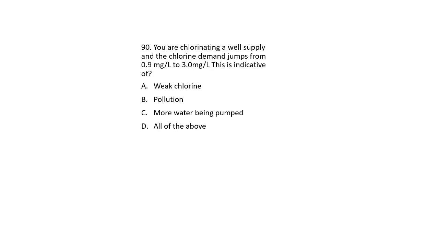You are chlorinating a well supply, and the chlorine demand jumps from 0.9 milligrams per liter to 3 milligrams per liter. This is indicative of weak chlorine, pollution, more water being pumped, or all the above. And the answer to this one is B, pollution. Water, pretty significant demand jump.